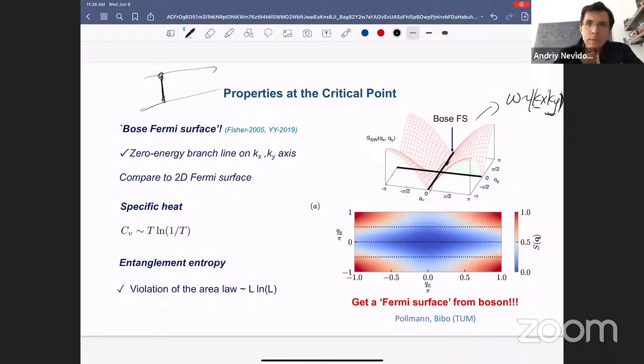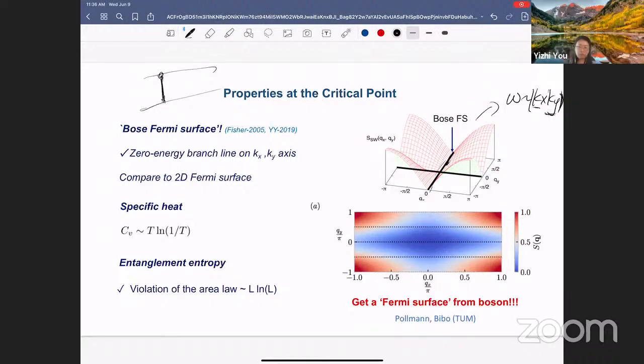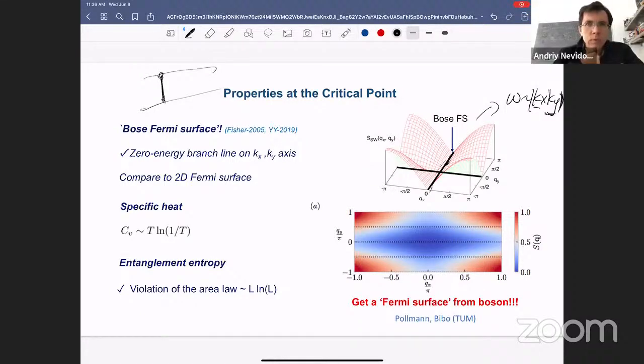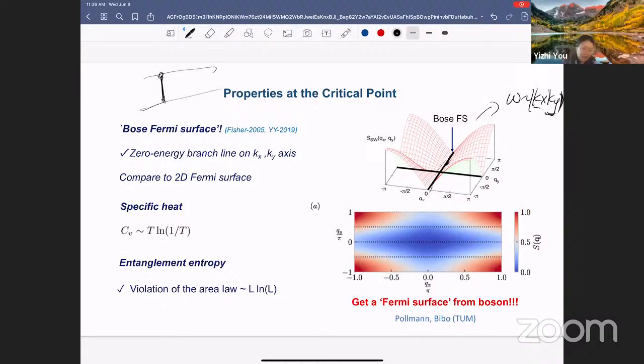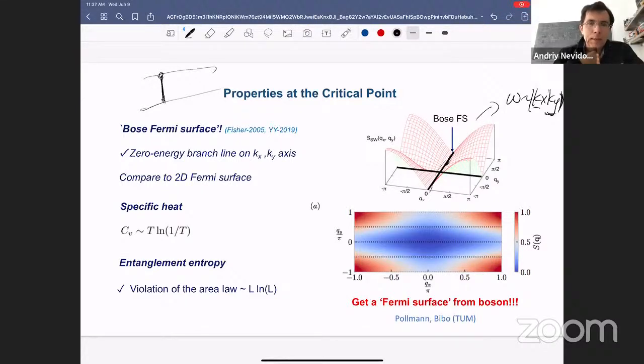You're saying ultimately this is linked to the subsystem symmetry, the fact that you could conserve the motion separately in the x or y direction? True, exactly. I see. And would you mind saying a few words about this concept of the Bose-Fermi surface? I'm familiar with it, but I'm not an expert. From what I understood, there are some subtleties about how you condense bosons on a manifold which is more than just zero dimensional. So how should we think about this?